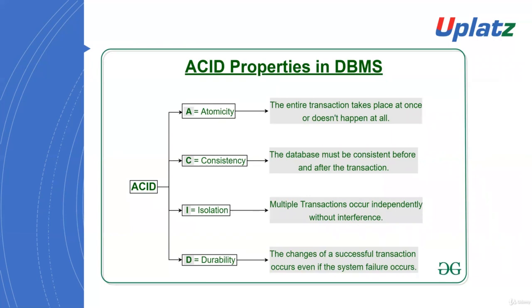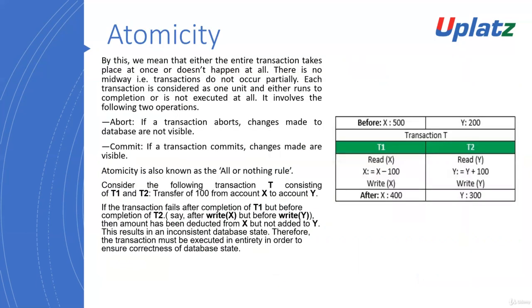Okay, so to start with, A stands for atomicity. It makes sure that the entire transaction takes place at once or doesn't happen at all. So consider the bank example here. This example is very unique, and it would be very helpful for you to understand what exactly these properties mean. We'll talk about every property one by one. So here we are talking about atomicity.